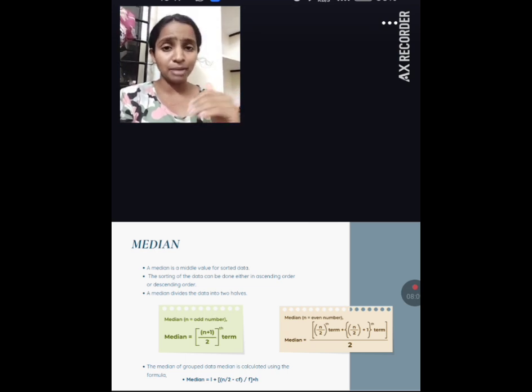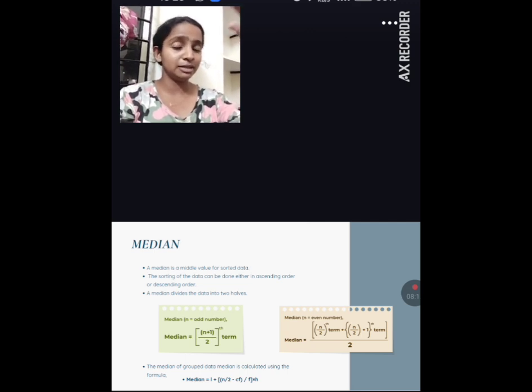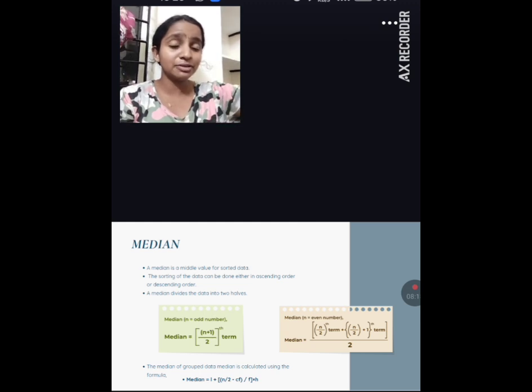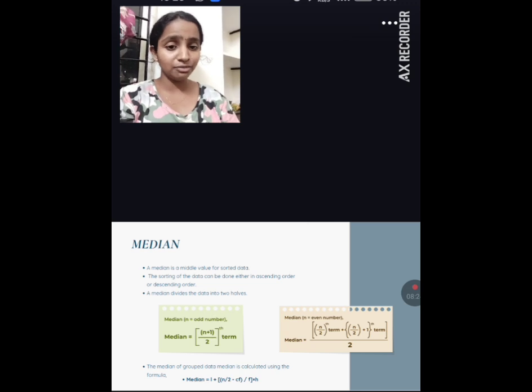We will find n by 2. Then we will find cumulative frequency. For cumulative frequency, we add the preceding frequency; for the first class, the cumulative frequency will be the frequency itself. For the second class interval, the first frequency plus the second will give us the cumulative frequency. So that is cumulative frequency. So we will find n by 2 and we will check where in that CF our n by 2 is present. So that will be our median class, and L is the lower limit of the median class.